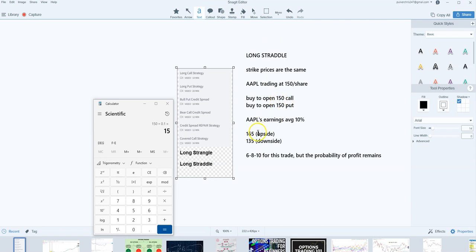So if I'm paying less than $15, there is a fighting chance that I can turn this into a profitable trade. So more than likely, yes, it's going to be more expensive than the strangle, but I'm trading it at the money, which is why it's more expensive. But I still have the same type of calculation. If this costs me $10 for the debit, what's my probability if price goes to 165 or 135? I mean, the average earnings have proven over time that, yes, it moves about 10%.